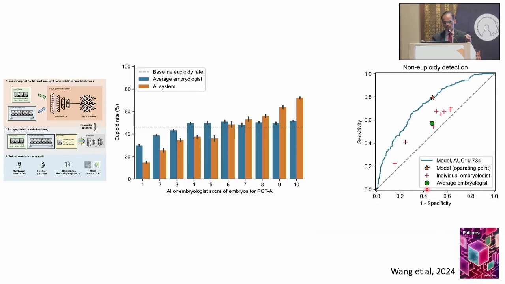So now the technology is also being used to select the genetically healthy, or I can say the euploid embryos. There's a study which compared the embryologist and AI in identifying the euploid embryo. It has been shown that the AI is more sensitive compared to the embryologist in selecting the euploid embryos.